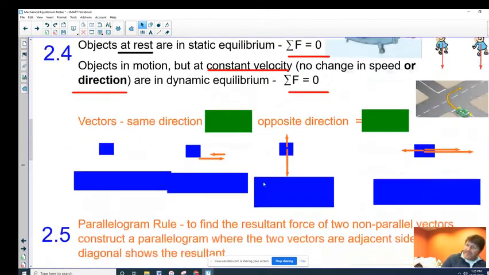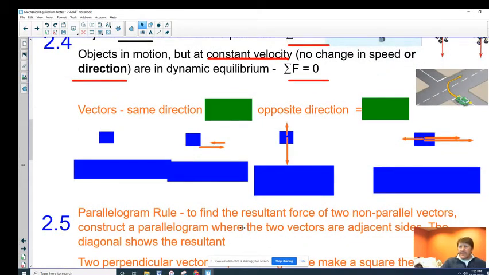All right, so then to finish up, we're going to just talk about vectors really quickly.